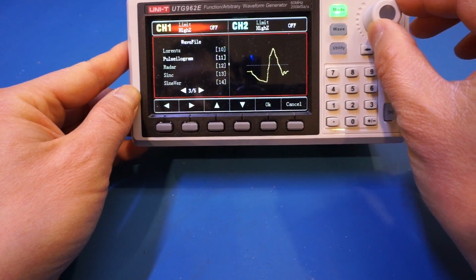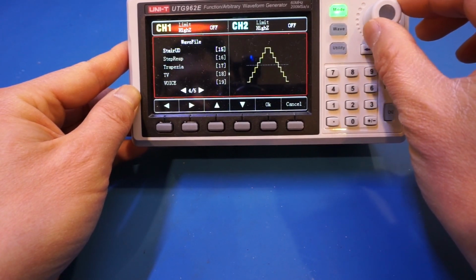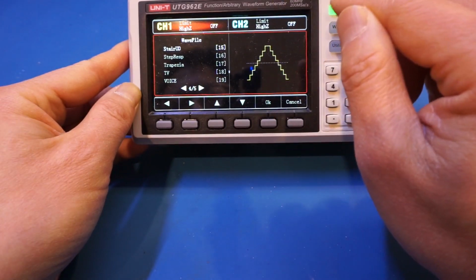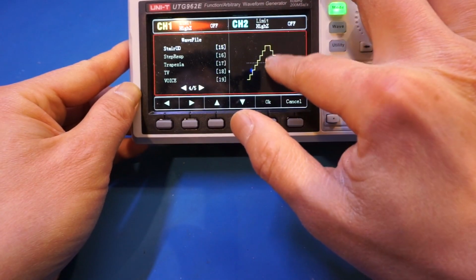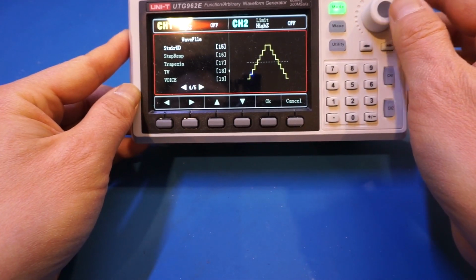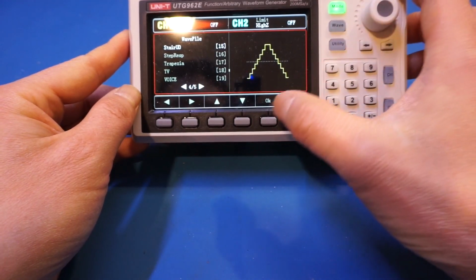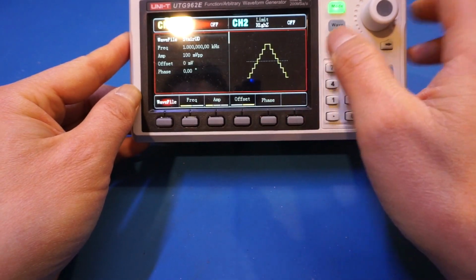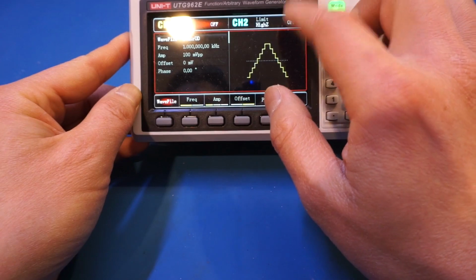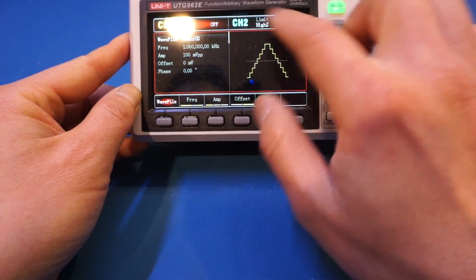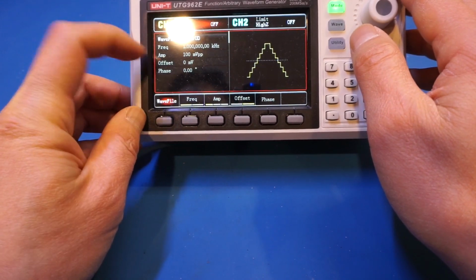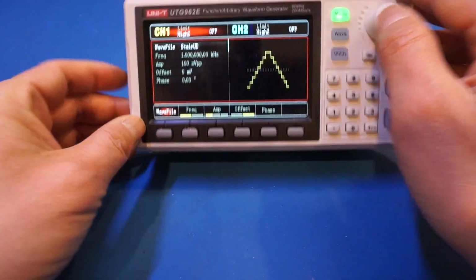If you look at, for instance, one of my favorites, the staircase, it only offers a symmetrical one. I would have preferred if they offered, for example, a one-sided staircase going up, which can come in quite handy in a lot of applications. And if you look at the parameters we have control over, we don't have control of the number of stairs on this waveform. The only things we have control over are the frequency, amplitude, offset, and phase.